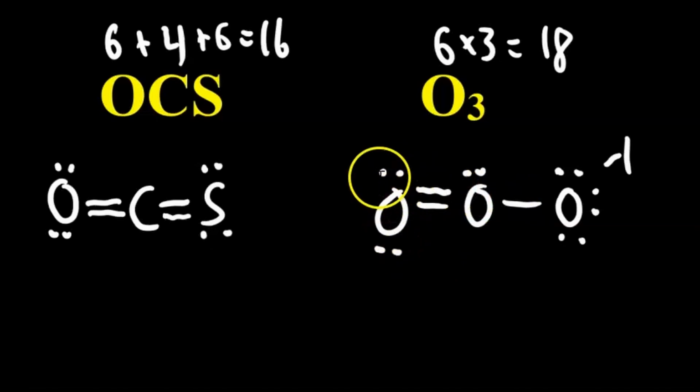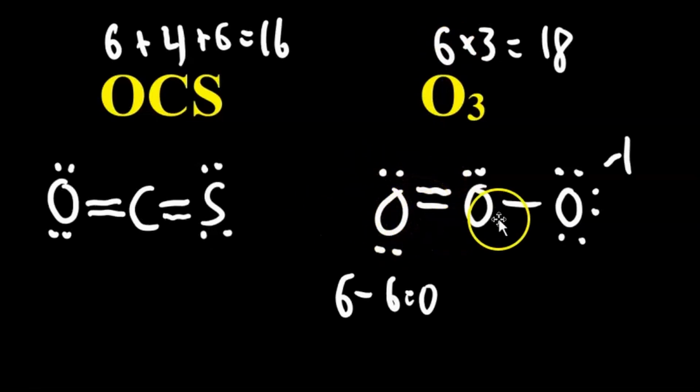And this oxygen's not charged. We expect our oxygen to have 6. It has 4 plus 1 from each bond, so that's 6, so 0. This one, we expect there to be 6. It owns 1 from each bond, that's 3, 4, 5. So its charge is +1 here.